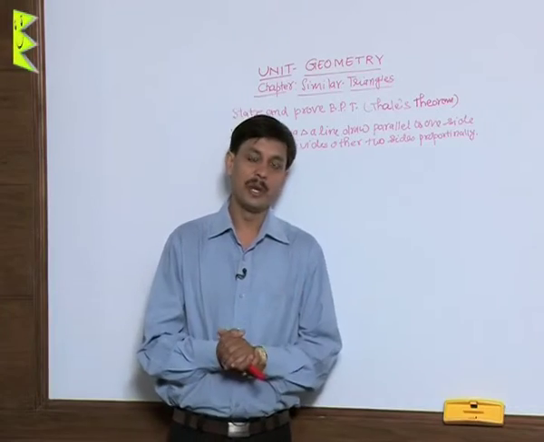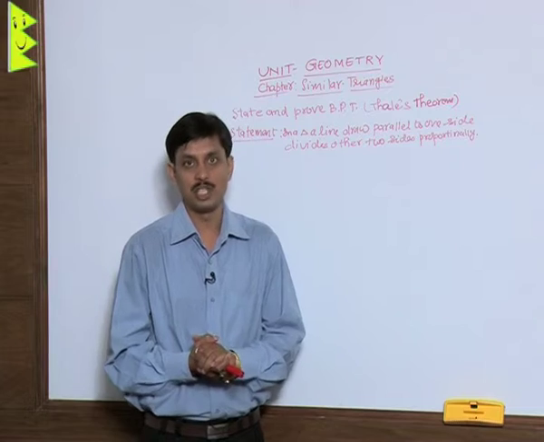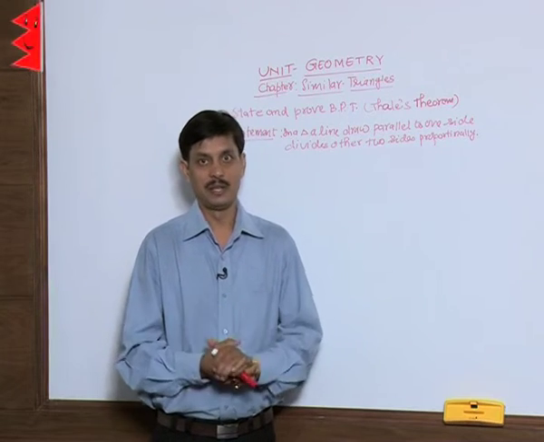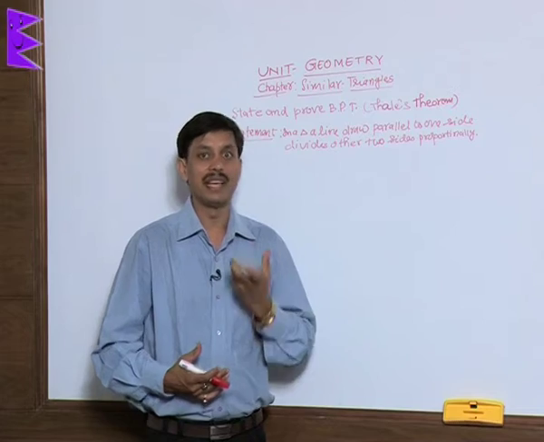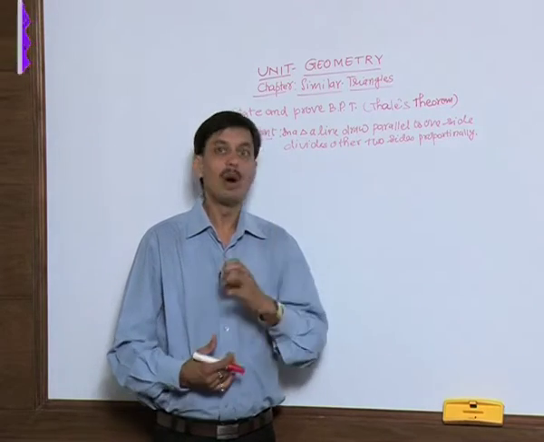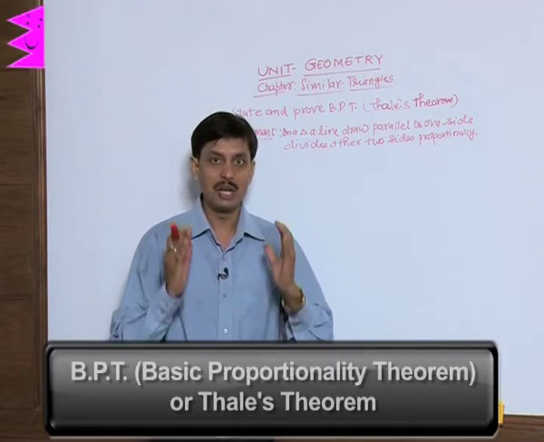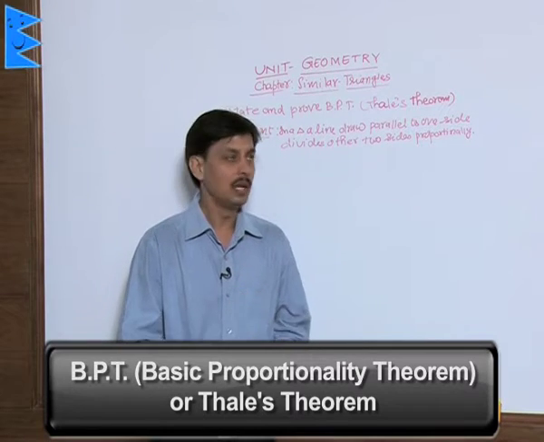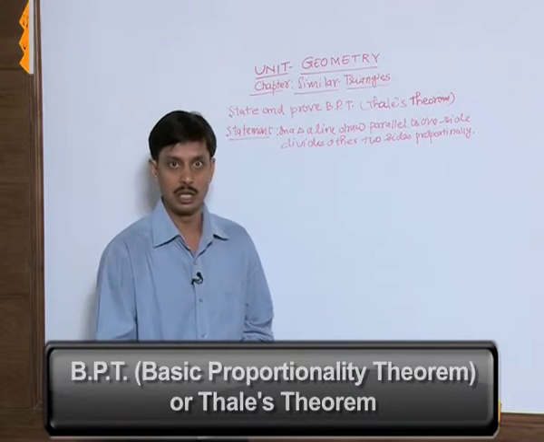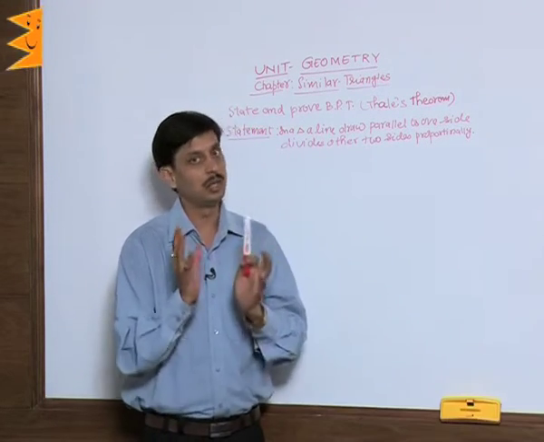Now I will explain to you the first theorem of the chapter, similar triangles. That theorem is very important and named as BPT. Full form of this BPT is basic proportionality theorem. This was developed by a mathematician Thales. So its another name is the Thales theorem.